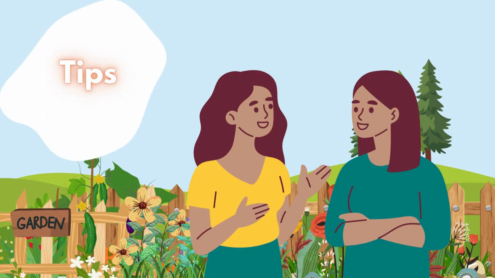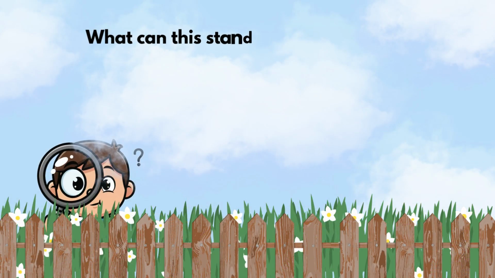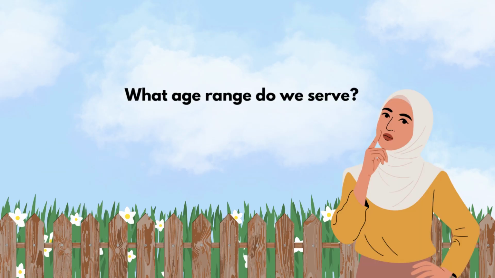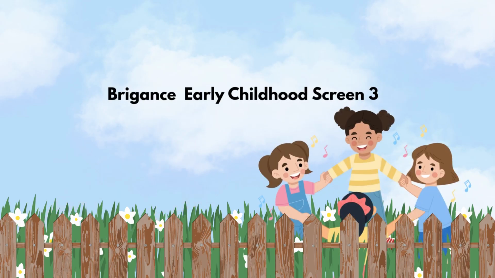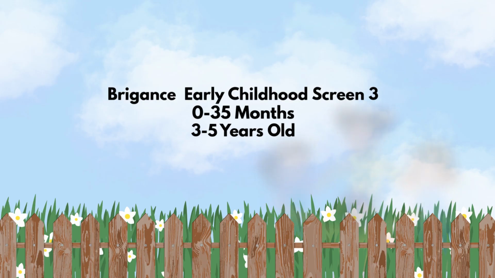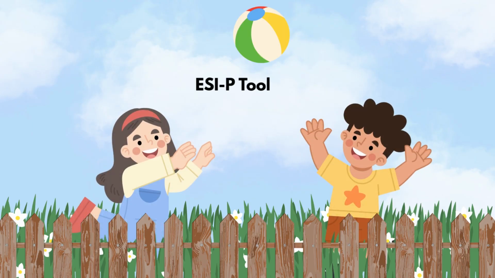Here are some tips. Should you choose to pursue this standard, the developmental screening tool you choose should consider the age ranges you serve. Some developmental screening tools to consider include the Ages and Stages Questionnaire 3, which has screenings for children aged 1 month to 5.5 years old and is completed with parents. The Brigance Early Childhood Screens 3, which has a separate kit for children aged 0 to 35 months and children aged 3 to 5 years old. You may also consider the Easy P tool, which screens children aged 3 to 4.5 years old.